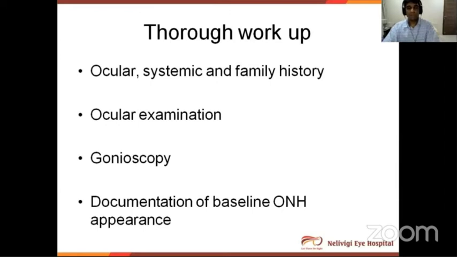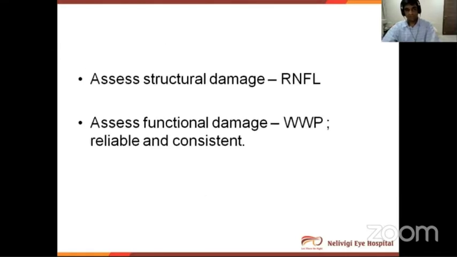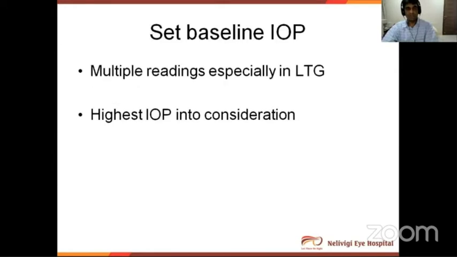Before you set the target IOP, there are some mandatory things that you need to do. First, you need to do a very thorough workup with ocular, systemic and family history, ocular examination, gonioscopy, and documentation of baseline optic nerve head appearance. After that, do a structural assessment of RNFL and then a functional assessment using visual fields. Once you have done these two things, set the baseline intraocular pressure.